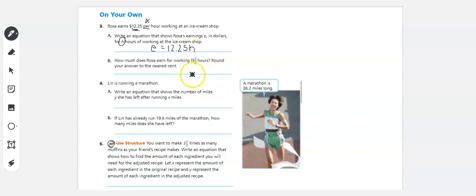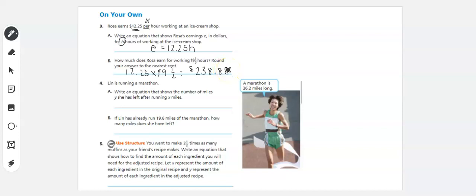And now we're going to plug in 19.5 to that. And when I do that, I have 12.25 times 19.5. And you get to the nearest cent, 238.88.